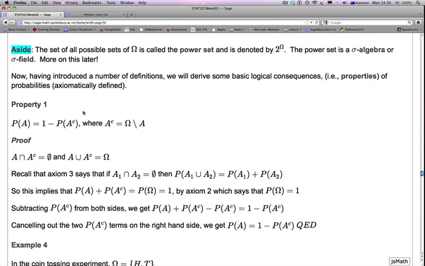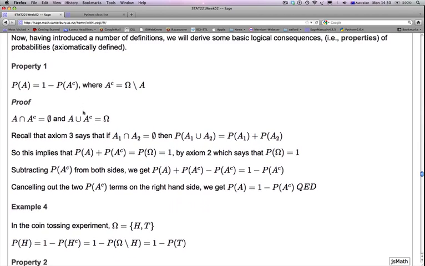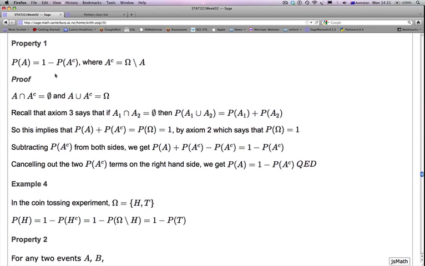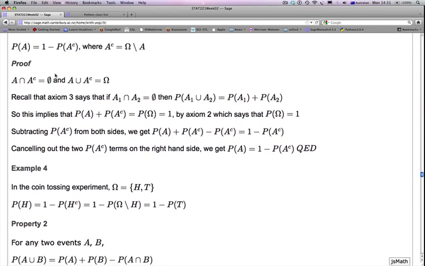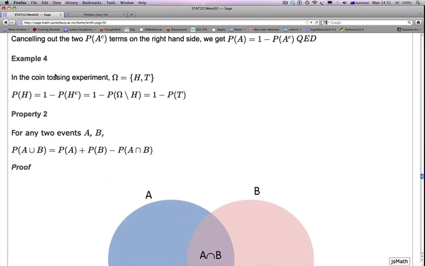Now, having introduced a number of definitions, we will derive some basic logical consequences, or properties, of these probabilities that have been defined axiomatically. So property 1 says the probability of A is 1 minus the probability of A complement. Okay, what is A complement? A complement is nothing but the set difference of the sample space and A. So A complement is the set of all outcomes in the sample space that are not in A. You can go through this proof yourself and understand why that property is true.